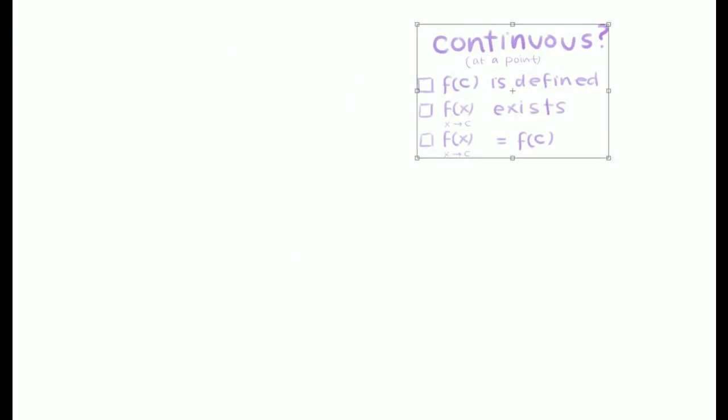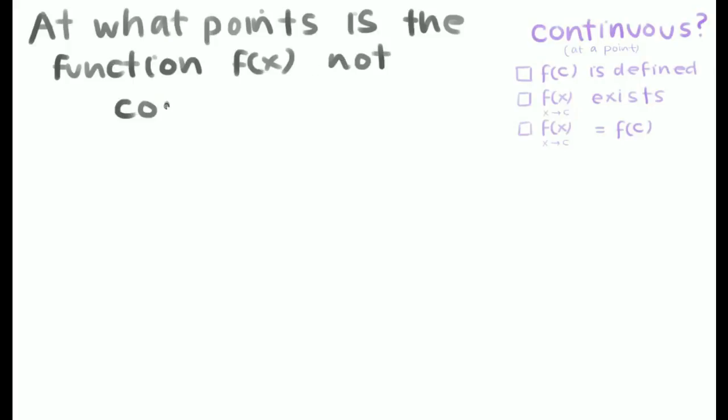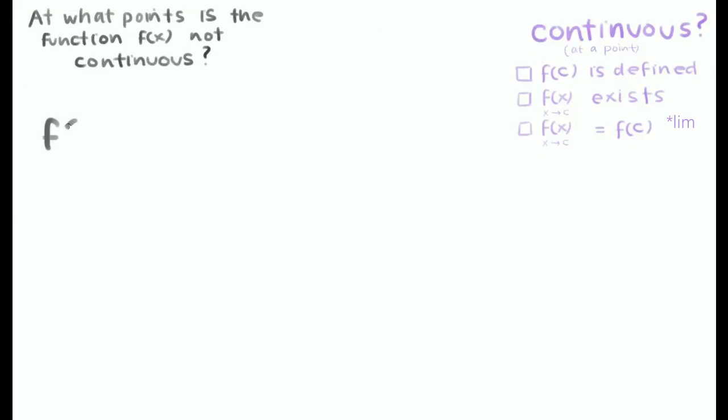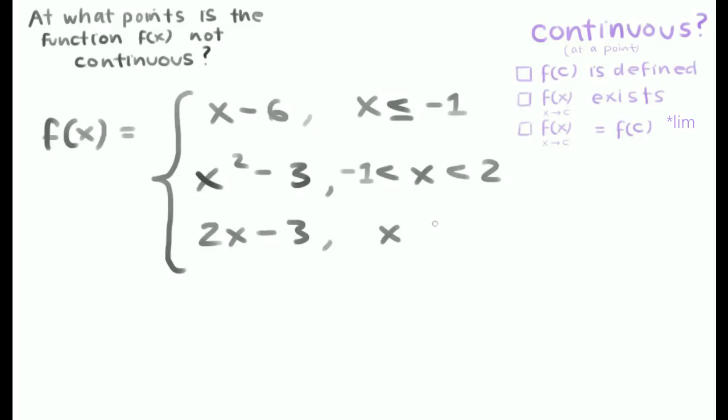Okay, so now we're going to test out these conditions on this problem right here. At what points is the function f of x not continuous? Here we have a piecewise function, f of x equals x minus 6 if x is less than or equal to negative 1, f of x equals x squared minus 3 if x is greater than negative 1 and less than 2, f of x equals 2x minus 3 if x is greater than or equal to 2.